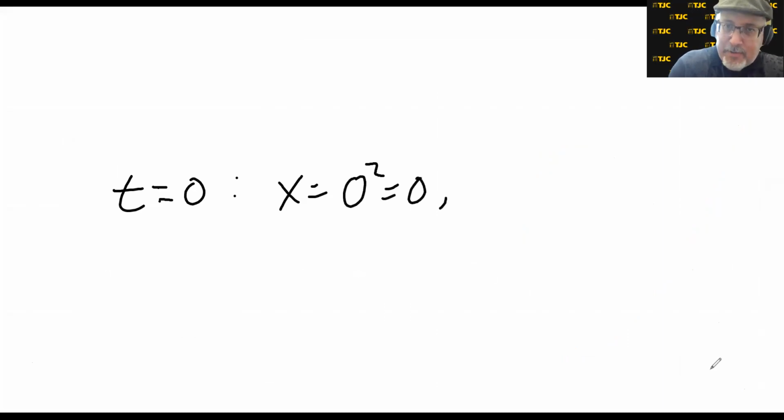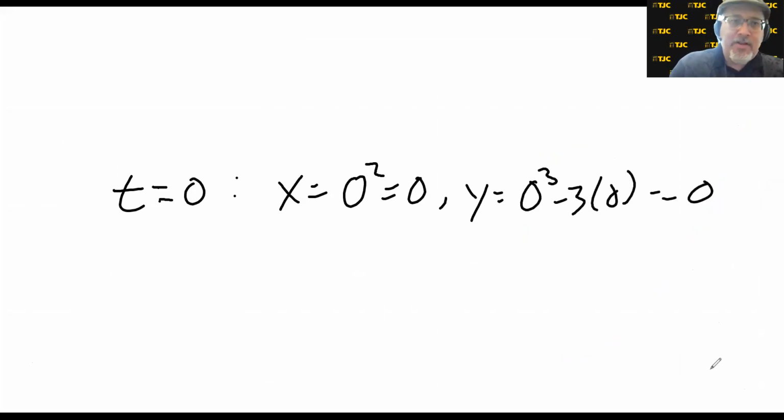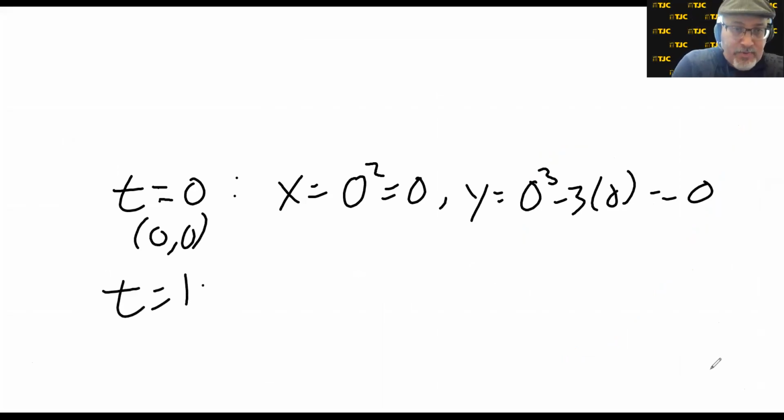So when t is equal to 0, we have x is equal to t squared, so 0 squared is equal to 0. And we have y is equal to t cubed minus 3t, so 0 cubed minus 3 times 0, which is 0. So as expected, t equals 0 was at the origin, and that's where we had our vertical tangent line. For t equals 1, we have x equals 1 squared.